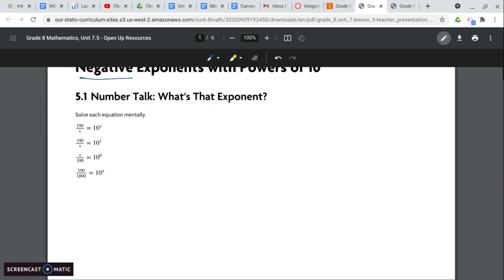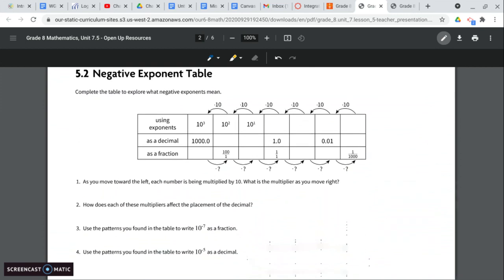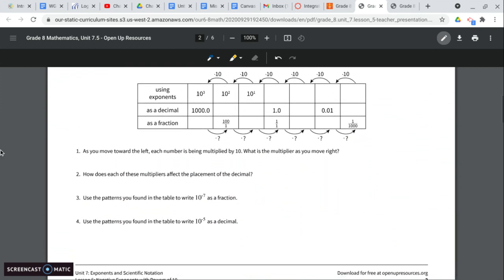So negative, like I said, is your keyword. All right, negative exponent table. Complete the table to explore what negative exponents mean. So using exponents, we have 10 to the 3rd, 10 to the 2nd, 10 to the 1st. So this would be just 10 to the 0, because 10 to the 0 is the same thing as 1.